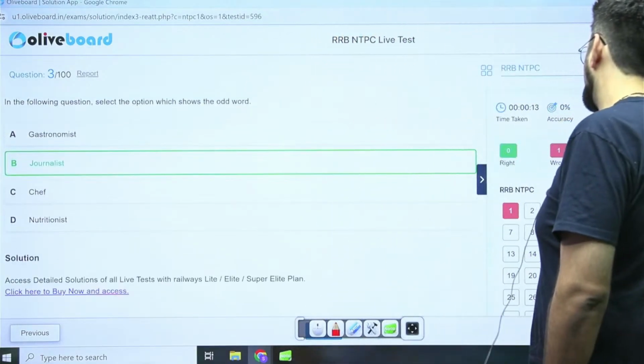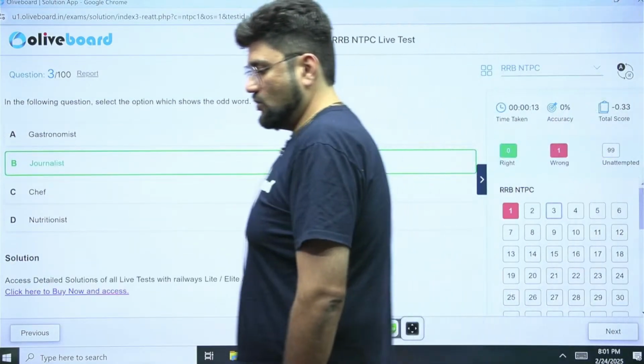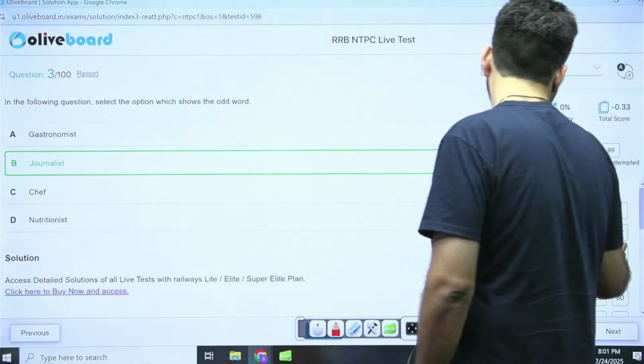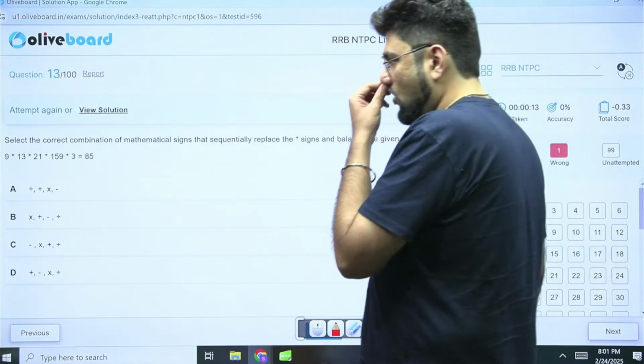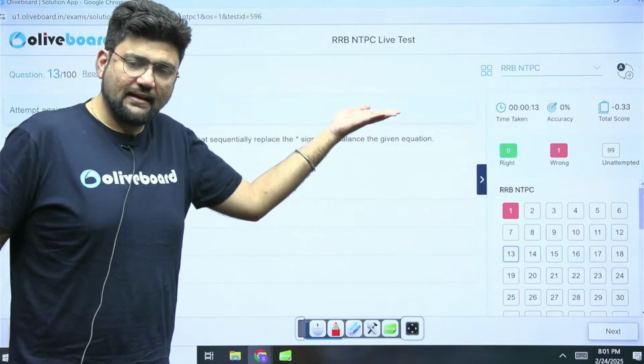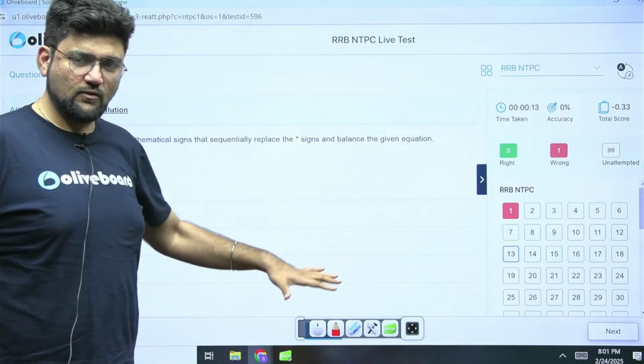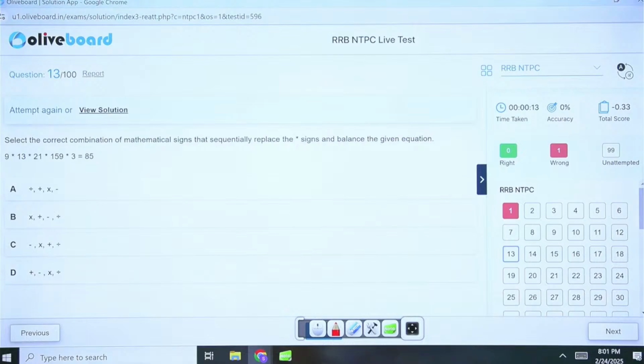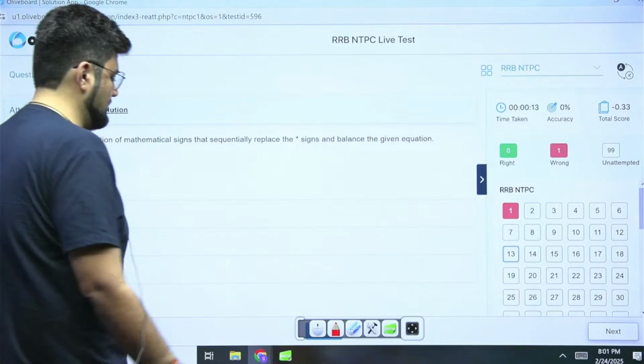Okay, let's move on to the next question. The next question will be question number 13, straight away 10 questions later. So the mock was designed in such a way that you will not find a lot of reasoning questions in the beginning, but gradually as you progress, there will be reasoning questions which will keep on popping up. So there is no logic as such, it is just mixed randomly.